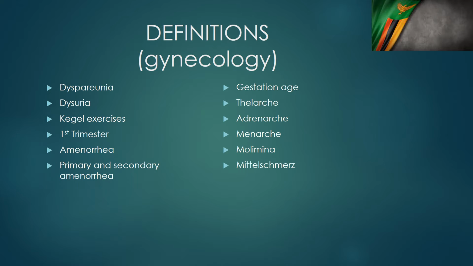Then thelarche is really breast budding. This happens when a girl is approaching puberty, she has breast budding, breast development. That is what is called thelarche. Adrenarche is development of hair and all those smells associated with puberty, armpit smells, pubic hair growth, armpit hair growth.